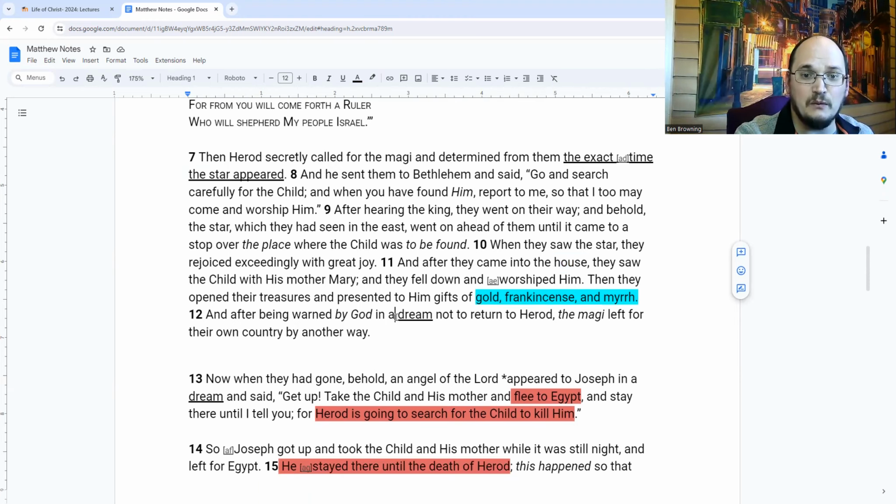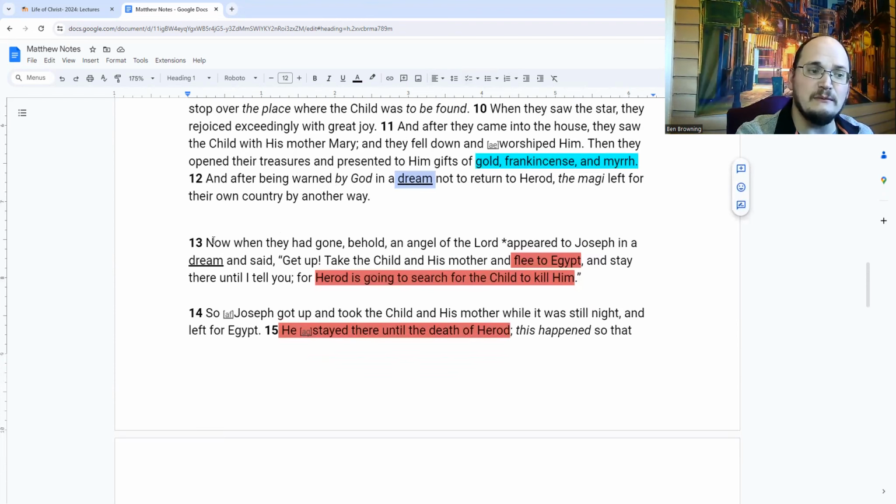And then ultimately they're warned in a dream. There's that word again. We saw Joseph was warned in a dream earlier. Now they're warned in a dream. So then we're going to see here, now when they had gone, behold, an angel of the Lord appeared to Joseph in a dream. That's the 3rd dream in this kind of 2-chapter section. That's the 3rd dream. So this is a big deal. Get up, take the child and his mother and flee to Egypt and stay there until I tell you.